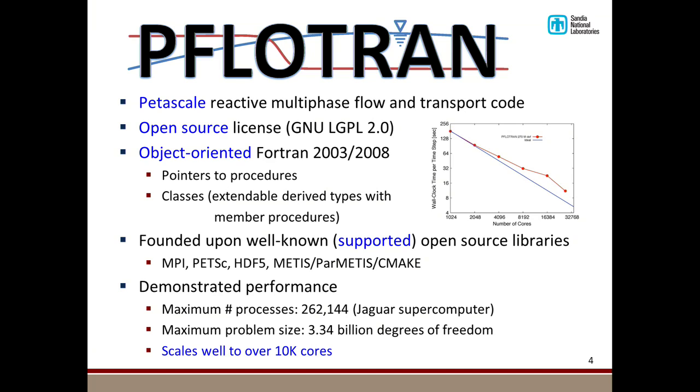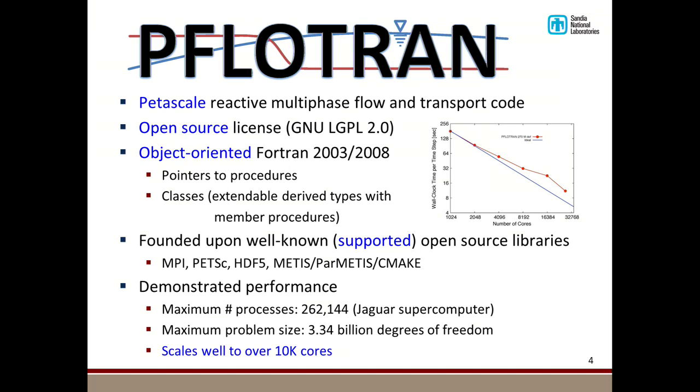So what is PFLOTRAN? It's a petascale reactive multi-phase flow and transport code. By petascale I mean it runs on the machines of the past 10 years. It's open source, LGPL licensed. It's object-oriented Fortran 2003, 2008. We use pointers to procedures, Fortran classes extensively in the code.